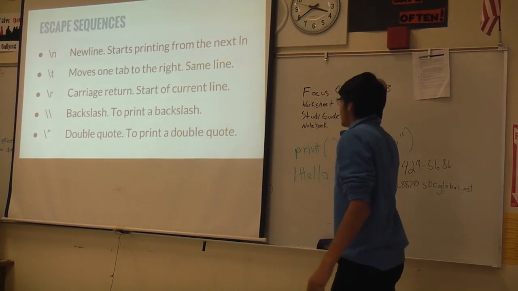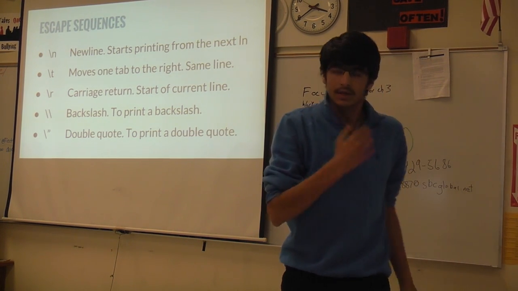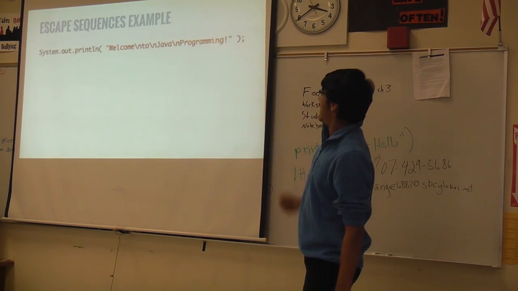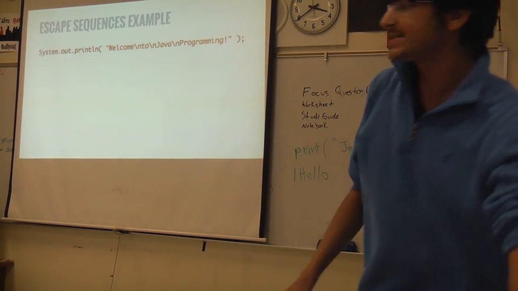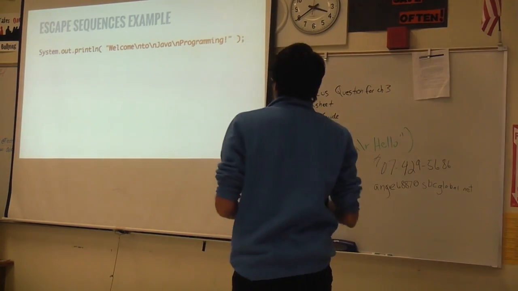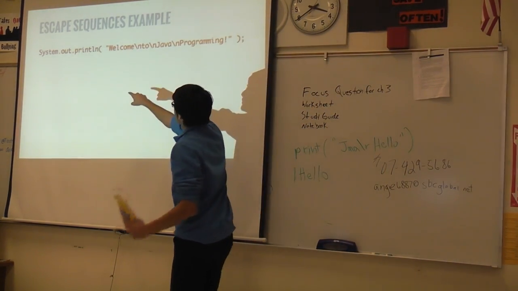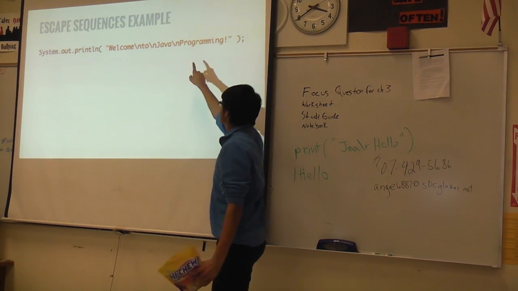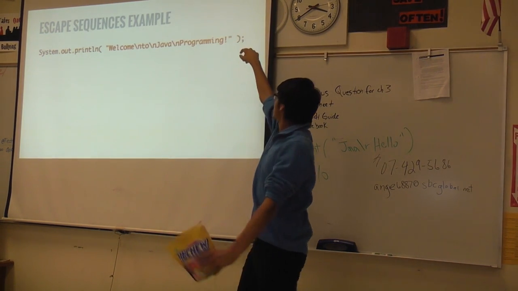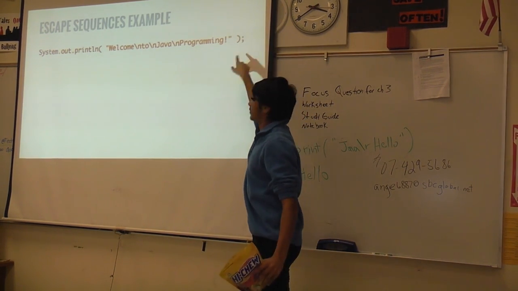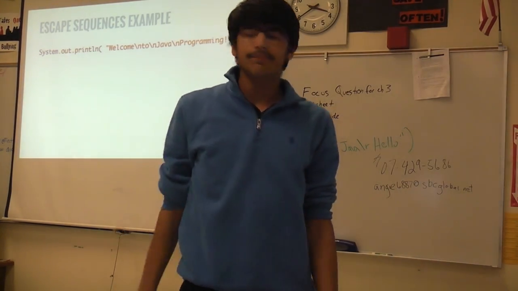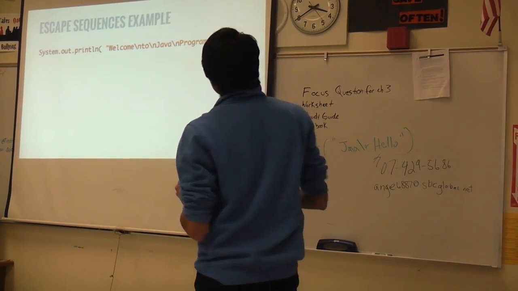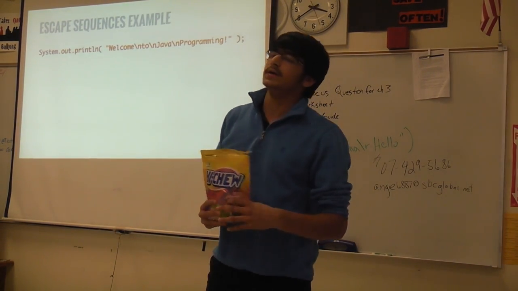So if you actually want to have double quotes as part of what gets printed out, you would put the backslash and a double quote in order to actually print out a double quote. Okay, now let's take a look at this line of code: System.out.println("welcome\nto\nJava\nprogramming!"); and you notice the double quotes and semicolon at the end. Can somebody please guess, based on what you've been told, what the output is going to be?